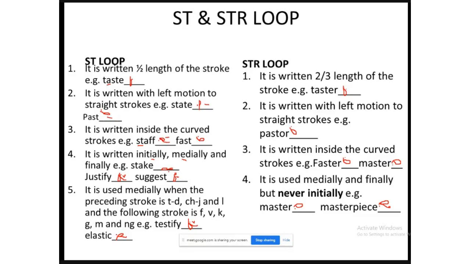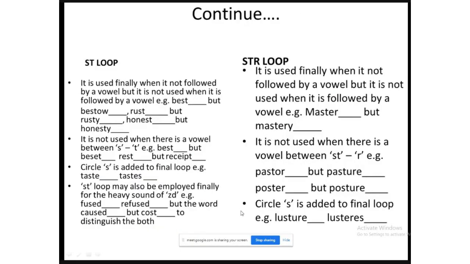Then the vowels. First, the initial vowel is here, the other vowel is here, and the last vowel will be here. There are three. Next, ST loop is used finally when it is not followed by a vowel, but it is not used when it is followed by a vowel. When it is not followed by a vowel, it will be written as ST loop. But when it is followed by a vowel, then we have to use the stroke consonant.